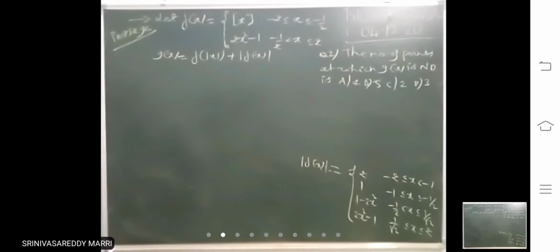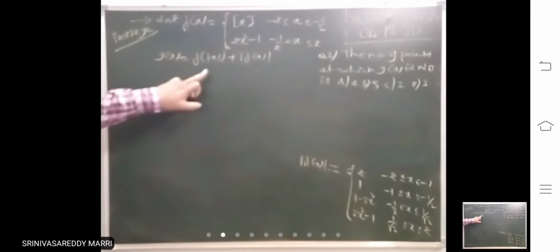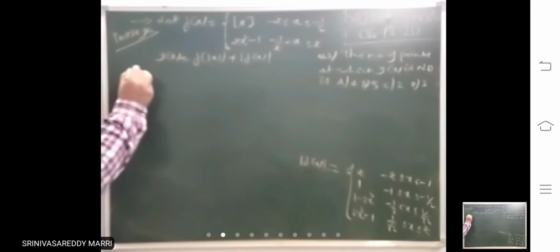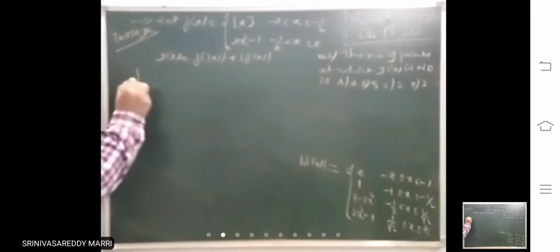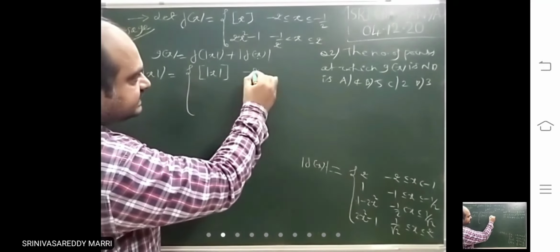Look at this. So now g of x we want. G of x is what? F of modulus x plus modulus f of x. Already one thing I have calculated, modulus f of x. I have to calculate f of modulus x. I am calculating now, such that will be g of x. F of modulus x is nothing but step of modulus x. In place of x, you replace modulus x. This is the one, right?